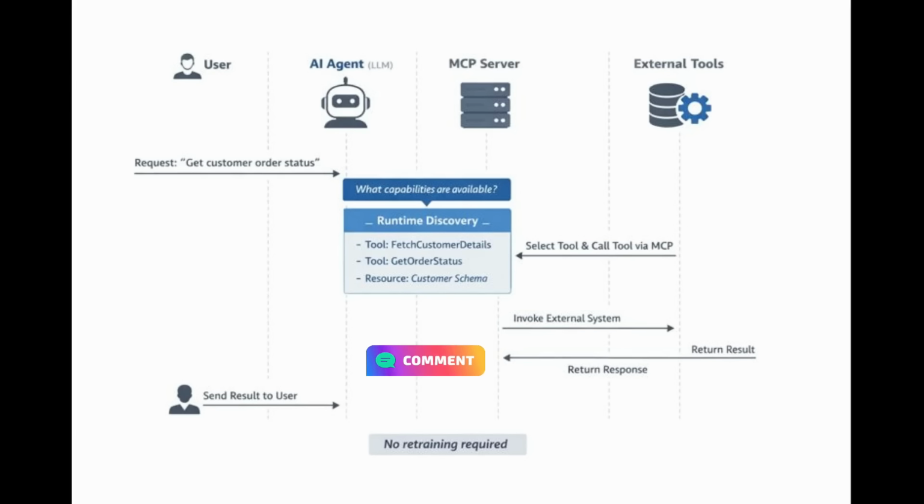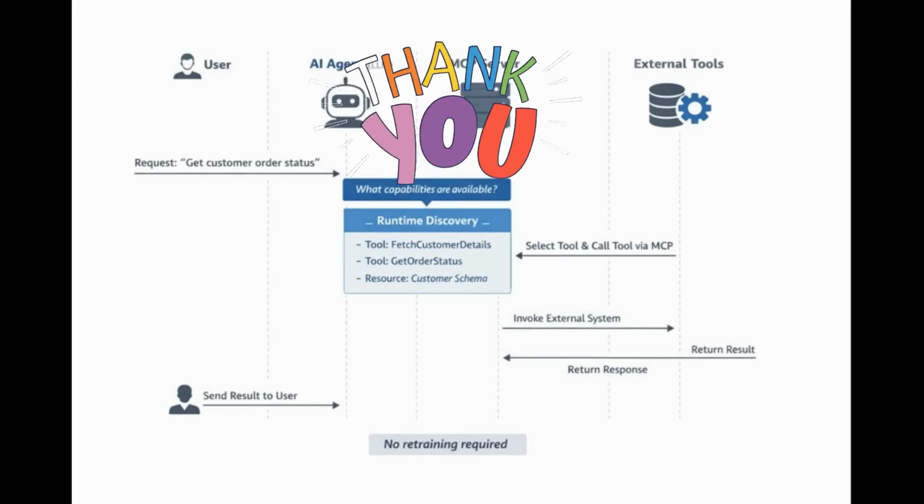Next, the AI agent selects the right tool and calls it via MCP. The MCP server then invokes the external system such as a database or API. Once the external system processes the request, it sends results back through the MCP server to the AI agent. Finally, the AI agent sends the result back to the user. All of this happens dynamically without needing any retraining, allowing the AI to adapt smoothly to new tools and information.